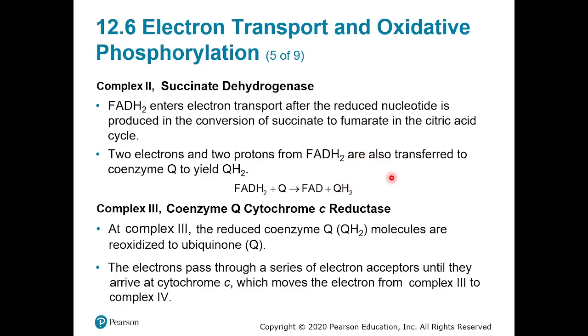Okay, so these QH2s, their payoffs are going to happen in complex 3 and 4 as well, because 4 is going to work with 3. And so at complex 3, you're going to have your reduced coenzyme Q, that QH2 we've been talking about, generated each of these times. These are going to be reoxidized back to ubiquinone, which is Q. The electrons are going to pass through a series of electron acceptors. It's actually kind of a cool thing. Anybody ever seen Frogger?